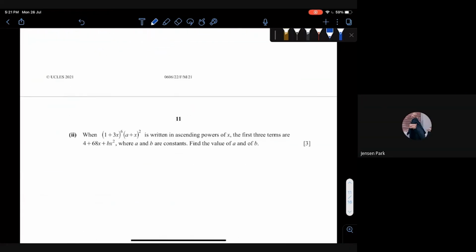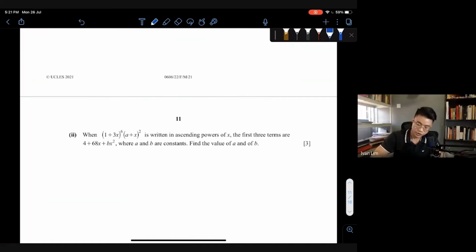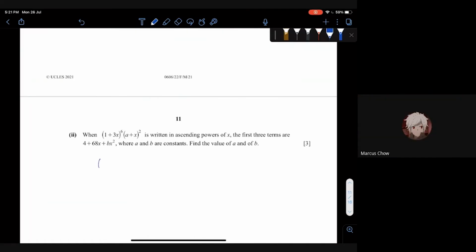So mine I did until very long. Actually, this one, yeah, it's this long. Is this one worth 3 marks or what? Wait, actually, I'll take a picture for you. Mine is really very long.